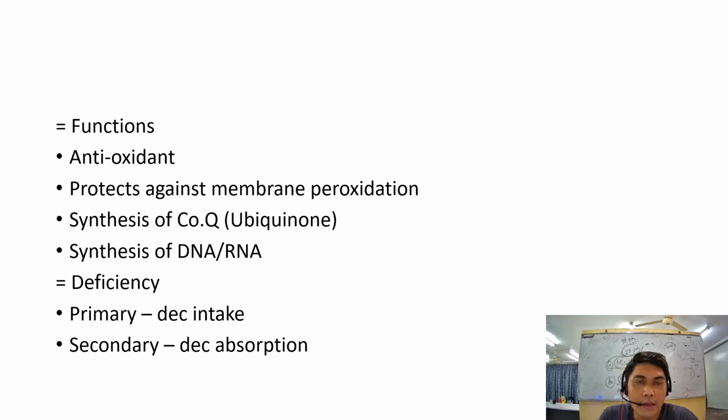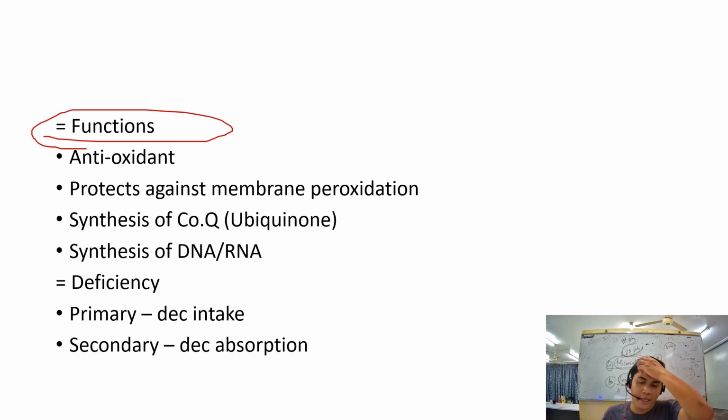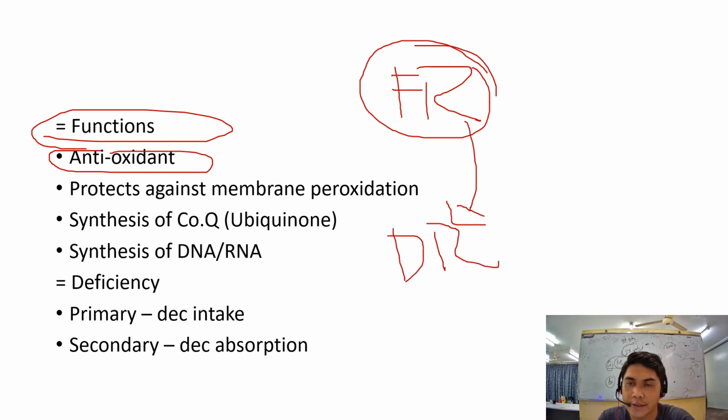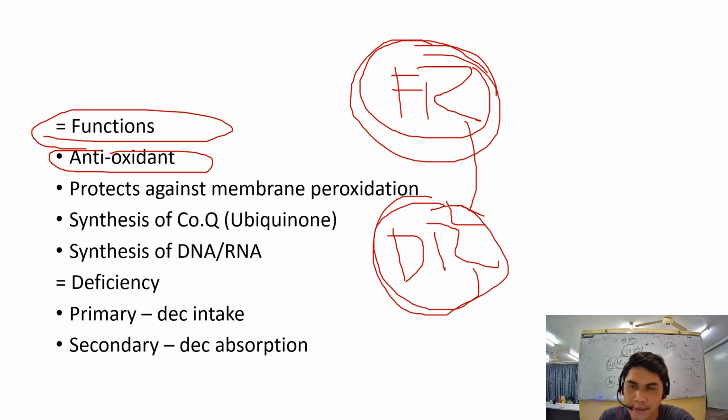Regarding functions of vitamin E, it's an important antioxidant in our body. Regarding antioxidants, all of us are exposed to different free radicals every single day. So the job of vitamin E is to convert free radicals to detoxified radicals. This is harmful and this is harmless. The free radical is harmful, so the function of vitamin E is to convert the free radical.